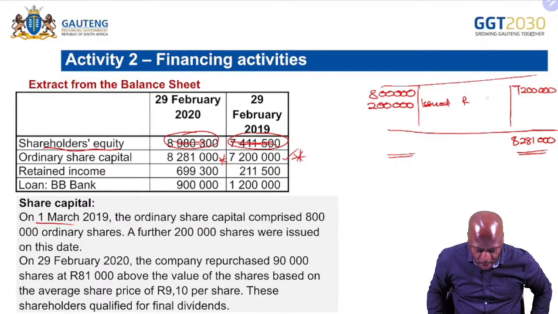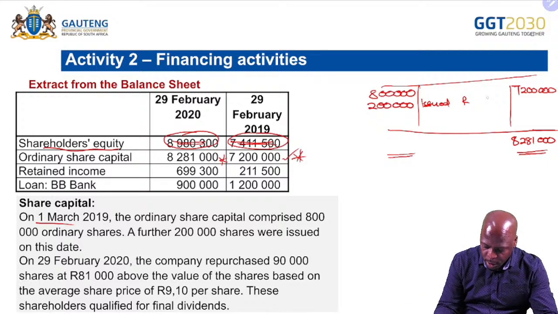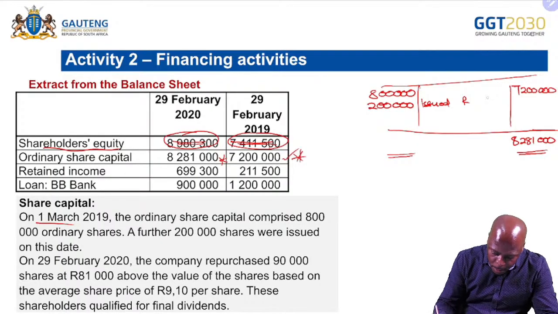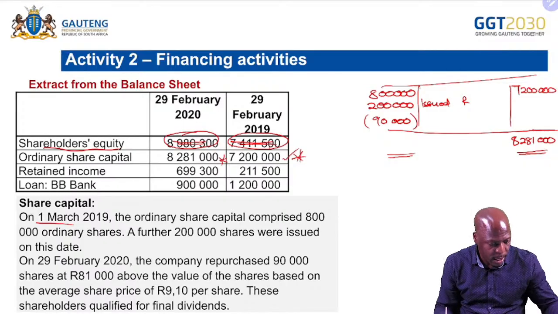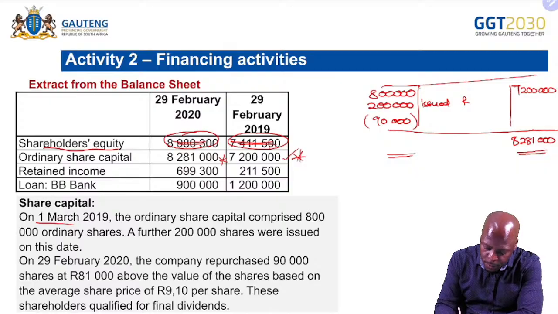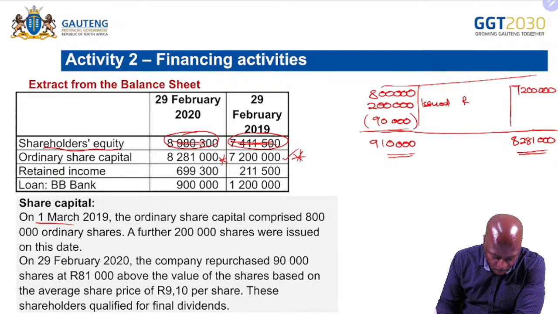Then they say to me that on 29 February, the last day of the financial year now, the company repurchased 90,000 shares. So I'm coming here now to say minus 90,000 shares. All right? I'm repurchasing 90,000 shares. If you were to do figures here, you should then get 910,000 here. Okay?